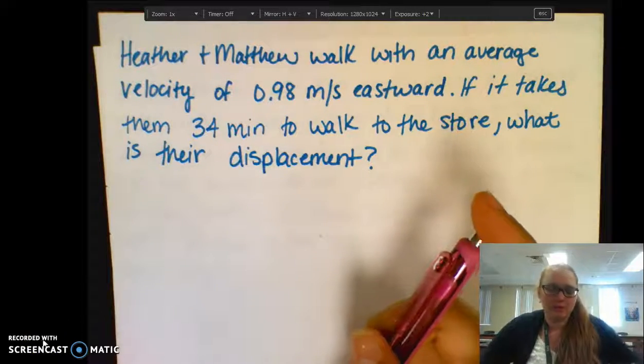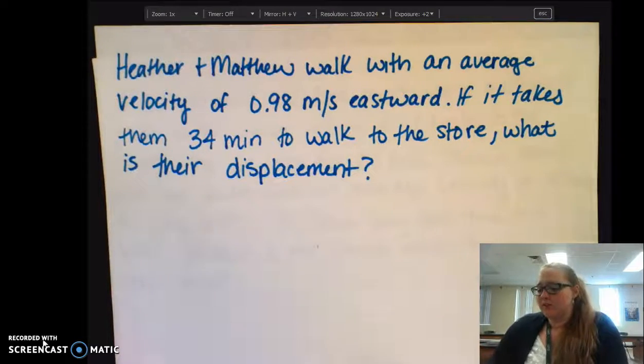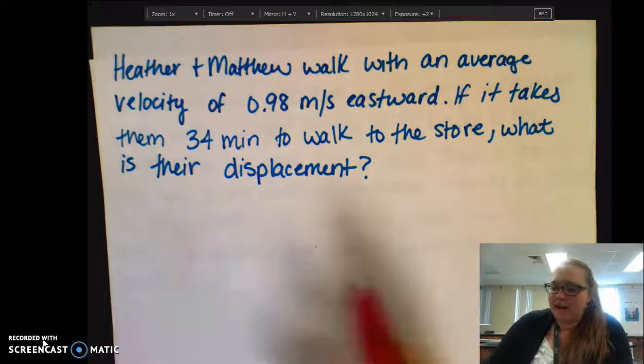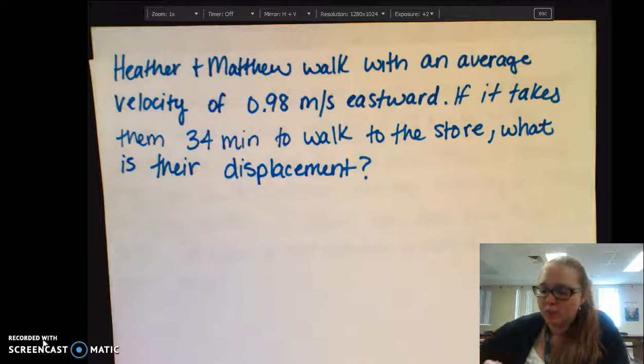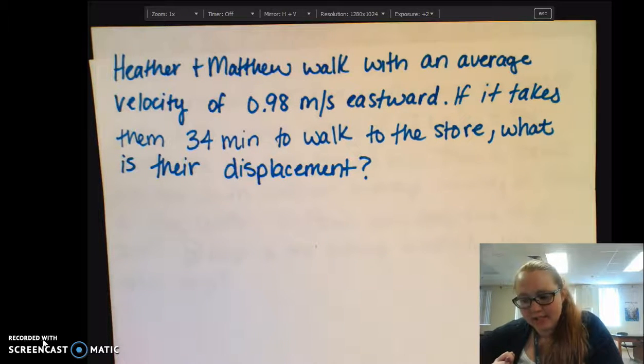Let's look at a couple of practice problems with displacement and velocity. So this first example, it says Heather and Matthew walk with an average velocity of 0.98 meters per second eastward. If it takes them 34 minutes to walk to the store, what is their displacement?